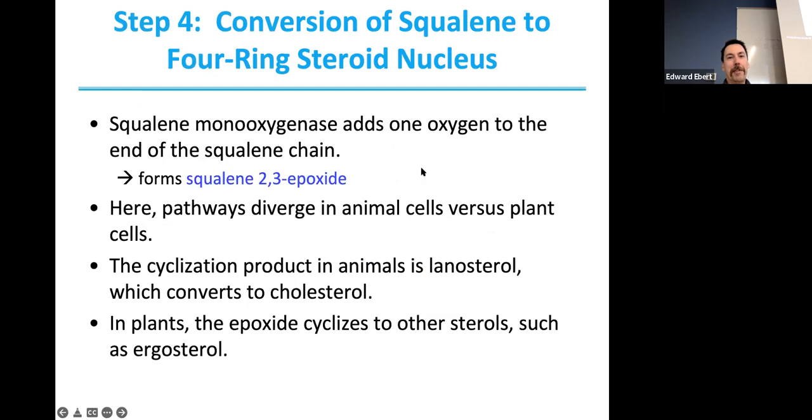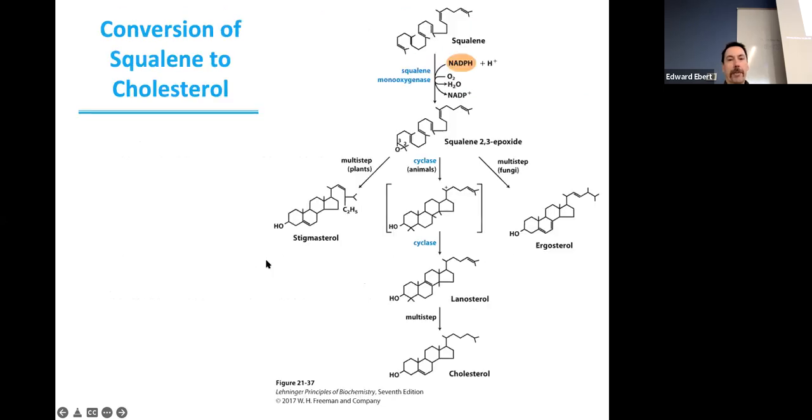All right, and then we're going to make those ring structures in the squalene. We've got some more origami to do here, and it's funny because we end up with an epoxide intermediate, the squalene 2,3 epoxide. Epoxides are not very stable; they're highly reactive. We also see the pathway diverge in animals versus plants. In animals, we get lanosterol, which then gets converted to cholesterol. In plants, the epoxide is going to cyclize to things like ergosterol or brassinolide or something like that.